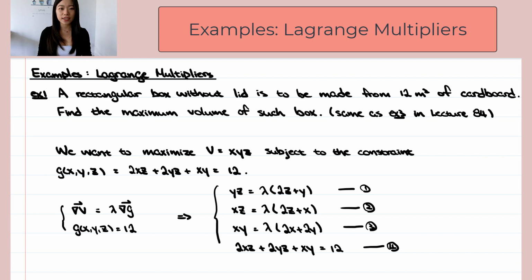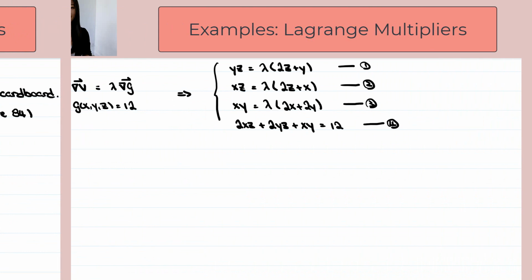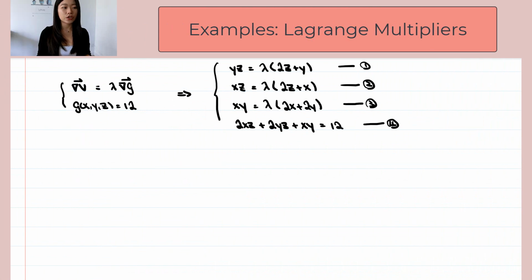Now we have 4 equations and 4 unknowns. The unknowns are x, y, z, and the Lagrange multiplier, lambda. There's no specific way to solve for these 4 unknowns, but when we have 4 equations with 4 unknowns, we should be able to solve this system of equations. Note that the left-hand side of the first 3 equations is always a product of 2 variables. So to solve this system, I'm going to make their left-hand sides the same. That means I'm going to multiply the first equation by x, the second by y, and the third by z.